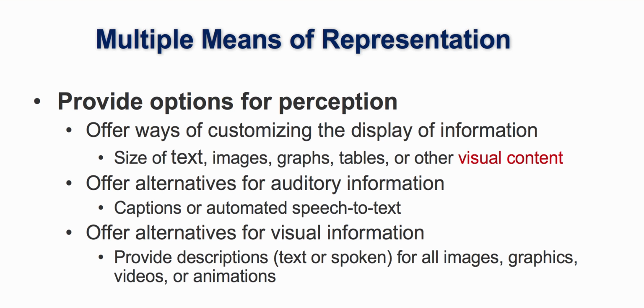The third guideline is to provide options for perception. Some examples are offer ways for customizing the display of the information, such as the size of the text, or the images, graphs, tables, or other visual content. Offer student alternatives for receiving the information via auditory, allowing them to access captions or automated speech-to-text. Offer alternatives for visual information, such as providing transcripts of what was spoken in a digital text and providing text for all the images and graphics and text for the videos and or animations.